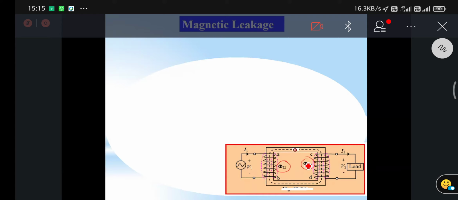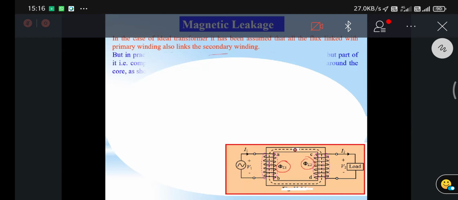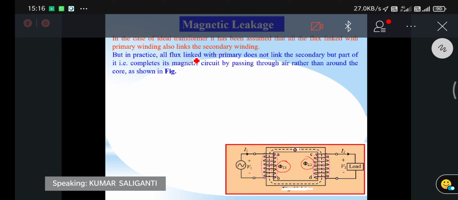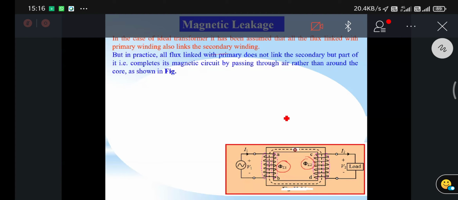Pi L1 and pi L2. So now we will see. In the case of an ideal transformer, it has been assumed that all the flux linked with the primary winding also links the secondary winding. But in a practical transformer, all flux linked with the primary does not link the secondary, but only part of it does.